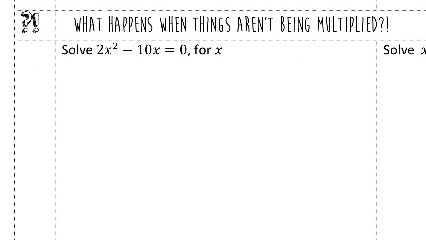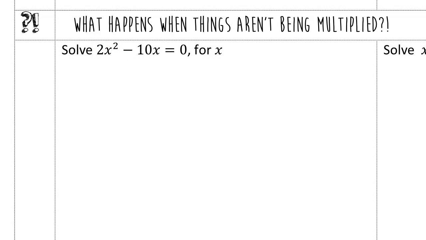Okay, so take a look at our first problem. We have 2x squared minus 10x is equal to 0. So I do have an expression that's equal to 0. Sadly, this expression is not made up out of 2 factors. It is made up of 2 terms. Terms are separated by addition or subtraction. Factors are separated by multiplication.